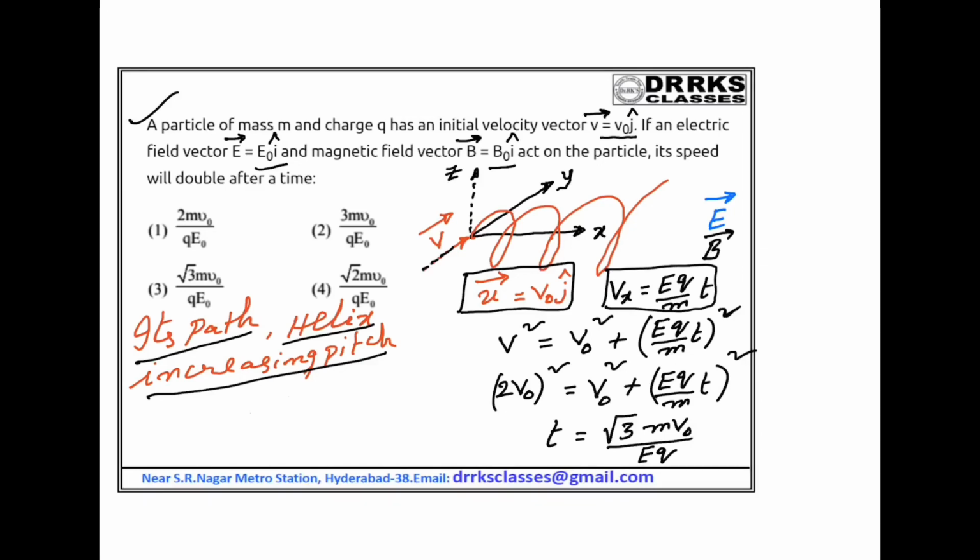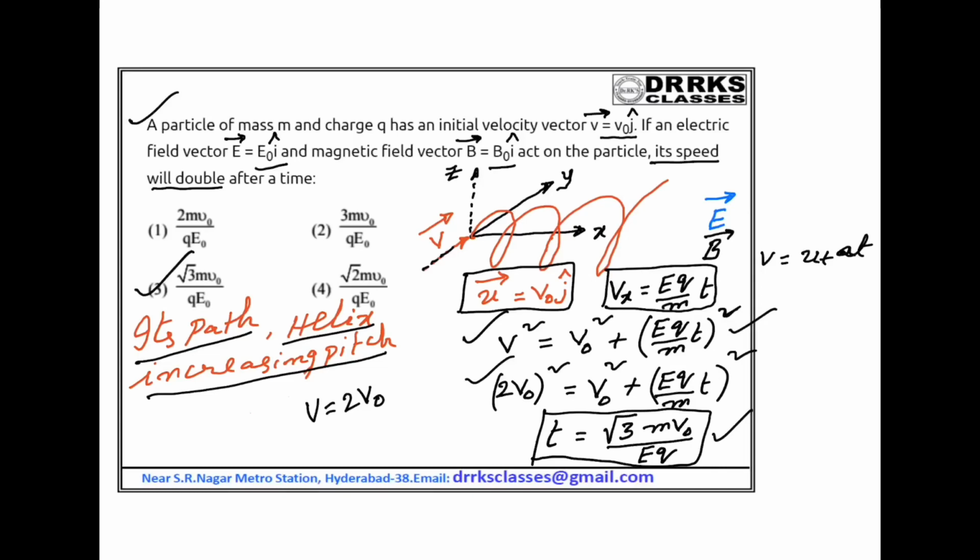Vx is equal to v equal to u plus at, where a is equal to Eq by m, the electric force divided by mass, which is the acceleration. Then v square is equal to v naught square plus (Eq by m t) square. But what is the question? You have to find t when the magnitude of speed is doubled. In place of v, substitute 2v naught, and simplify, and you will get the time after which the speed becomes double. That is t equal to root 3 m v naught by Eq. So the answer is option 3.